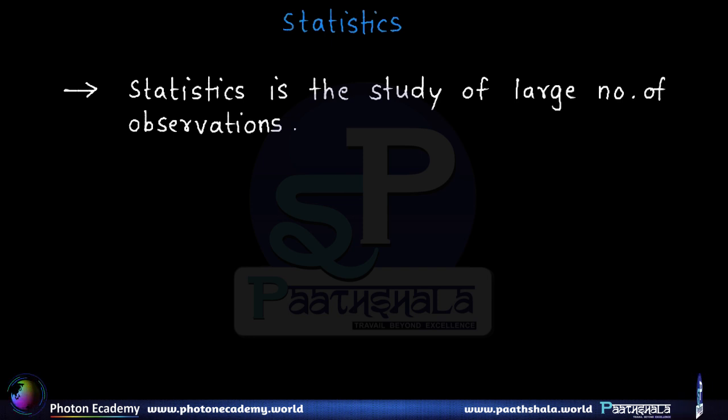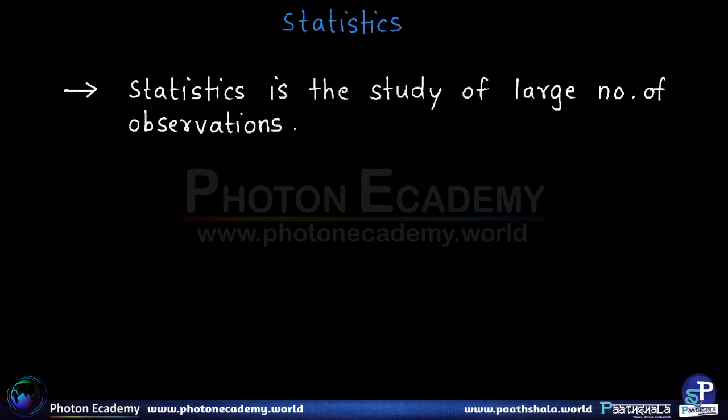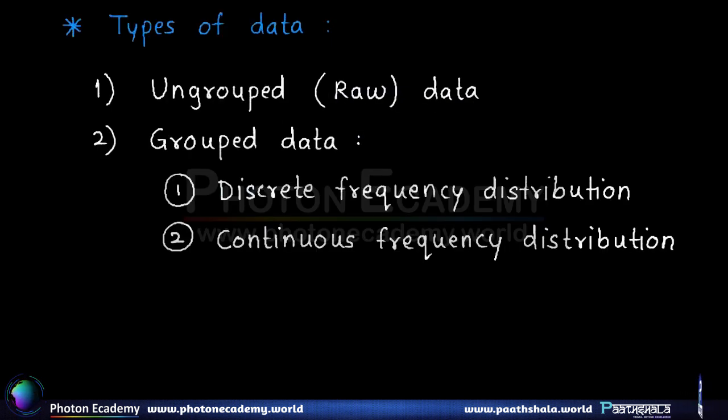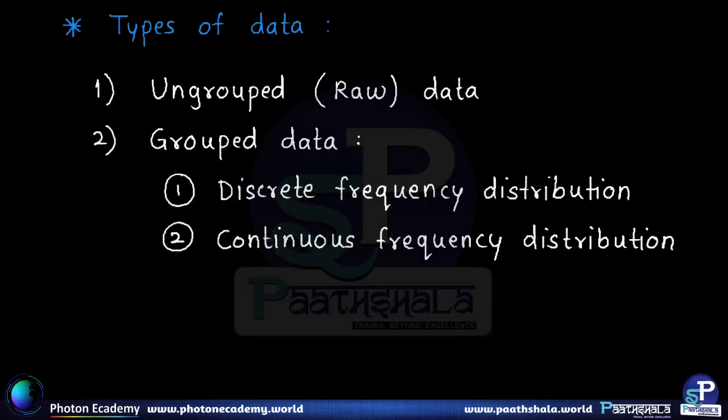Alright, now let's see which types of data we typically deal with in statistics. There are two broad types, and actually there are three types as we can see here. The first one is ungrouped or raw data. In the grouped data there are two subtypes: it can be either a discrete frequency distribution or a continuous frequency distribution. Let us see the meaning and an example of each of these data types.